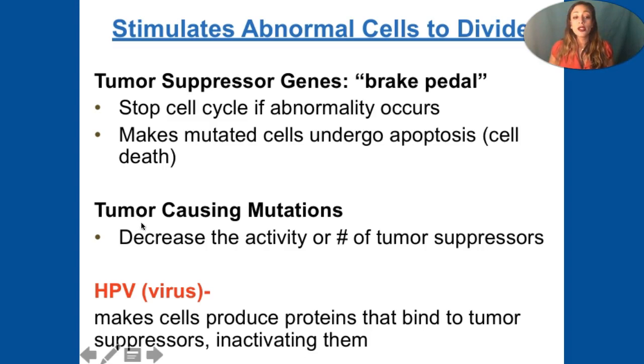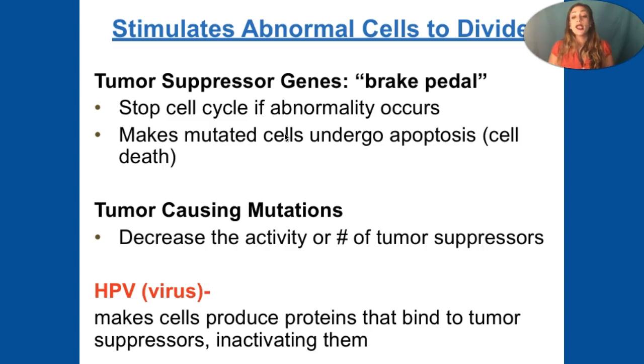So, tumor-causing mutations. Number one, decreased activity or number of tumor suppressors. If we have less and less tumor suppressors, guess what? There's not a lot of items that are going to stop that cell, saying, nope, stop, push the brake pedal. There's not going to be those guys to do that. So if we decrease the number of tumor suppressor genes, we're decreasing the number of mutated cells getting stopped in cell division.